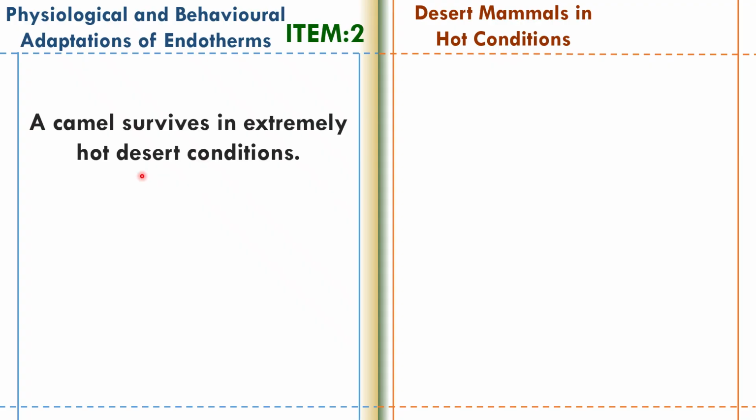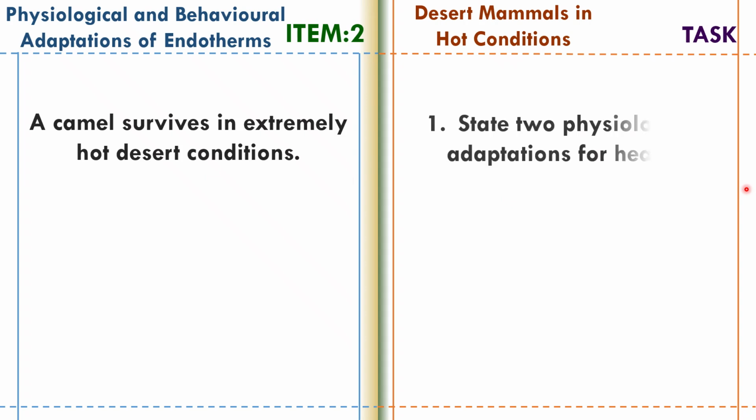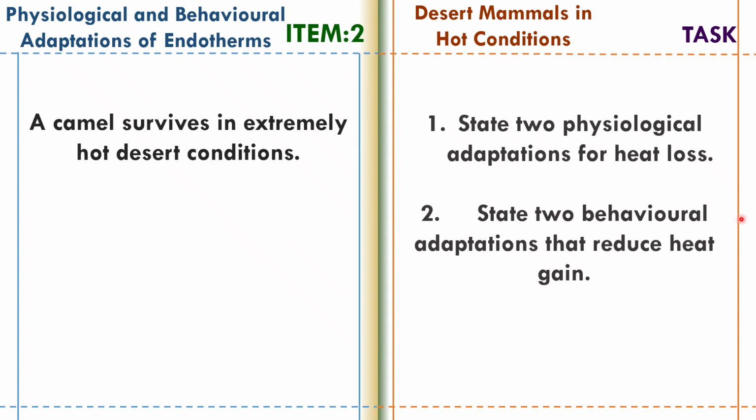Physiological and behavioral adaptations of endotherms. Item 2. Looking at desert mammals in hot conditions. A camel survives in extremely hot desert conditions. Task. State 2 physiological adaptations for heat loss. State 2 behavioral adaptations that reduce heat gain.